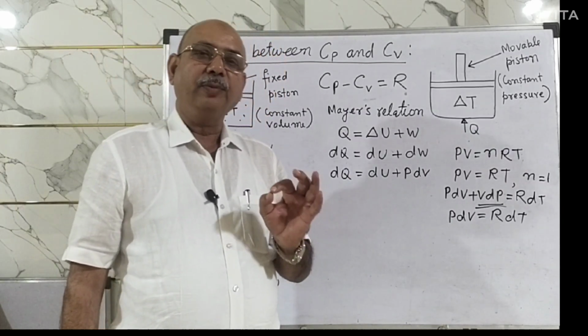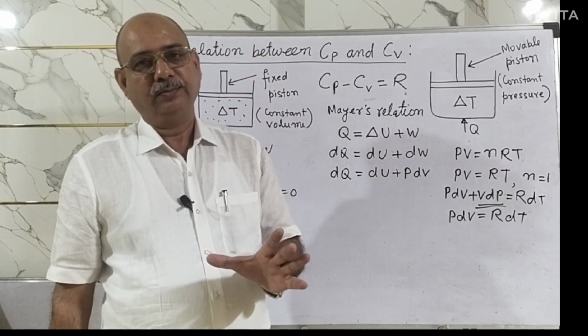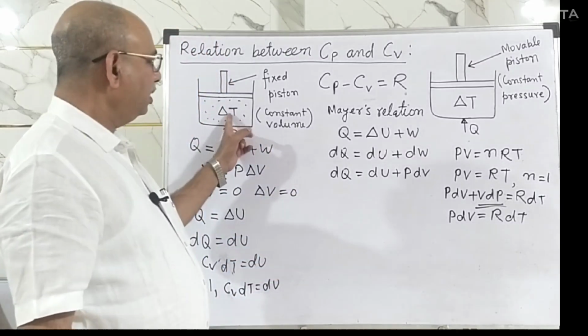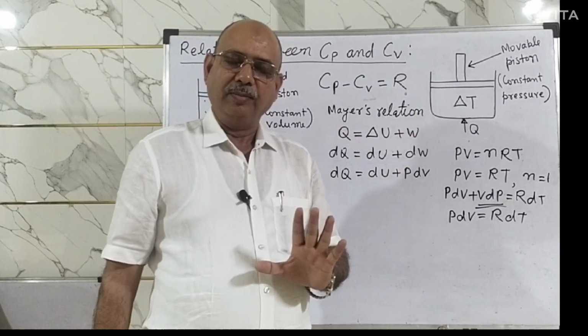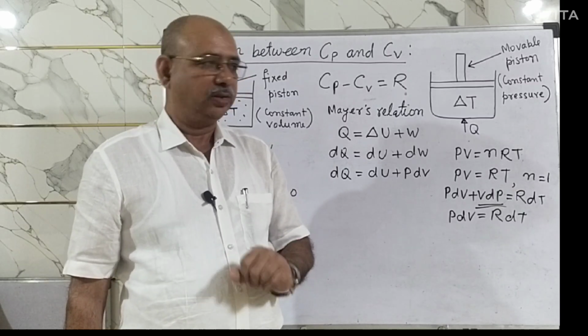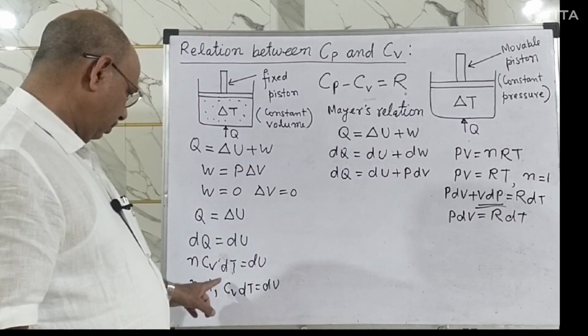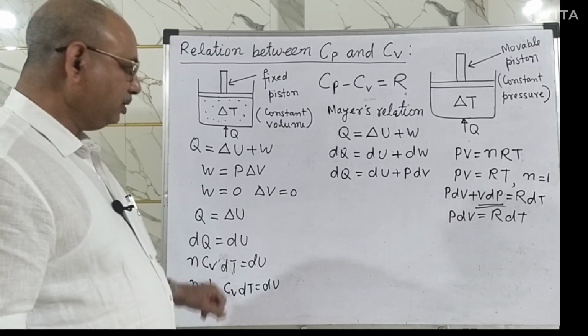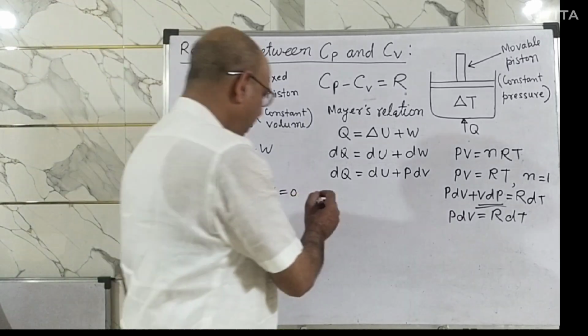Internal energy of an ideal gas depends only on temperature. In both the cases here, temperature change is the same, delta T. Therefore, internal energy change will also be the same. So we can write that dU is equal to nCv dT.